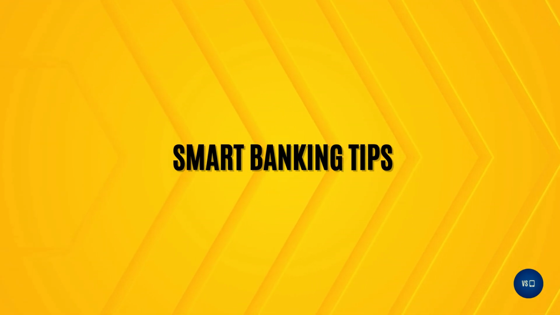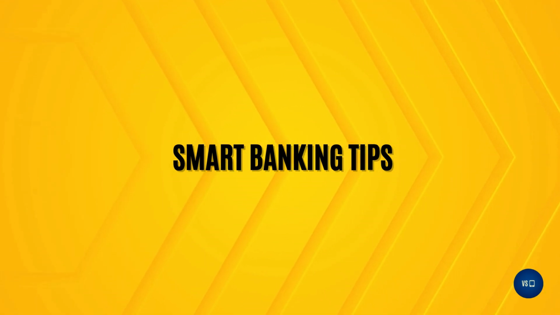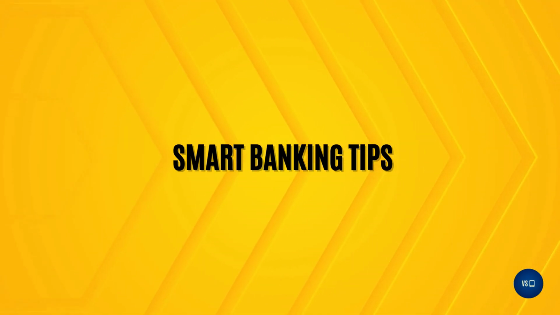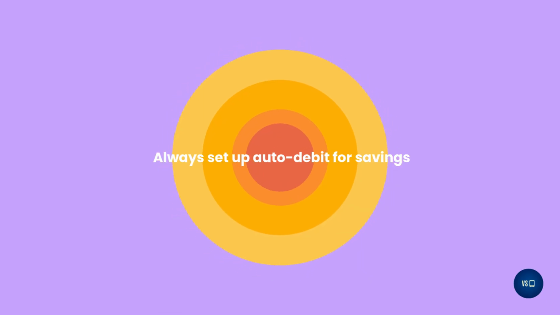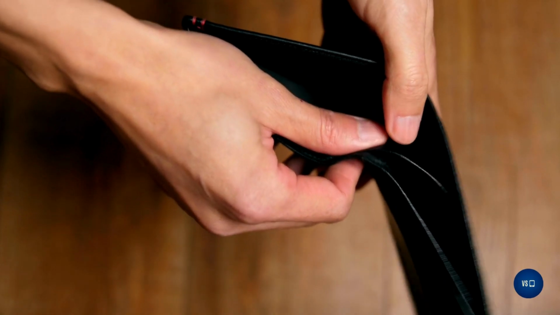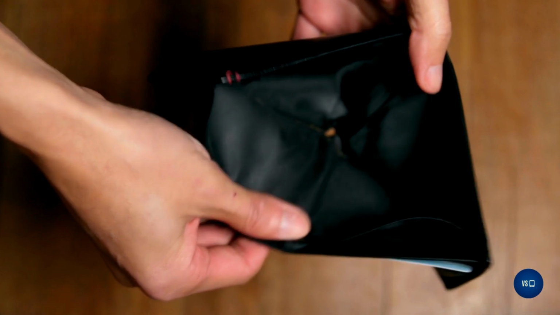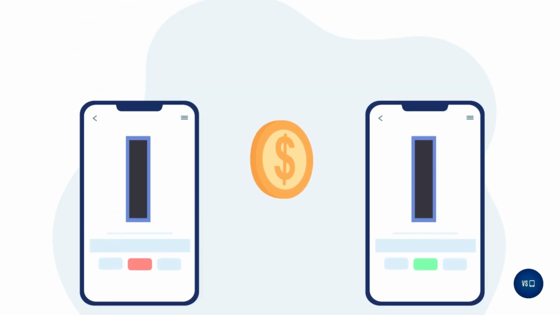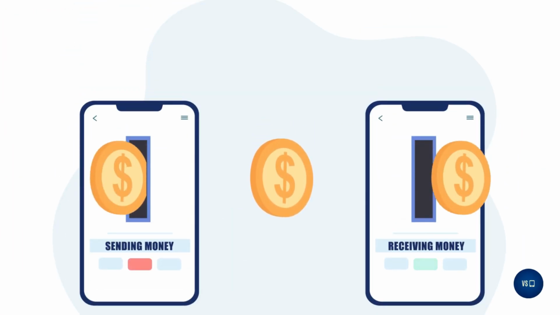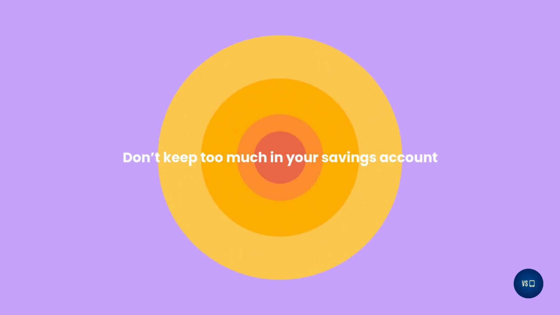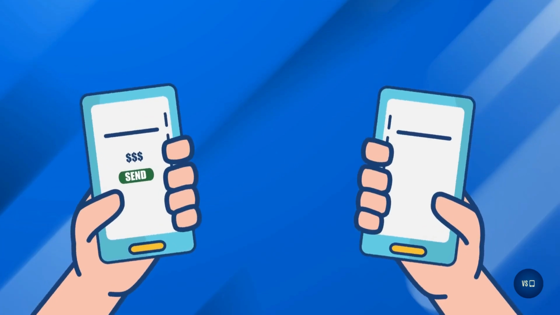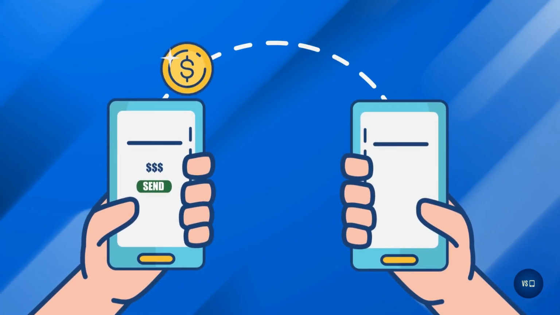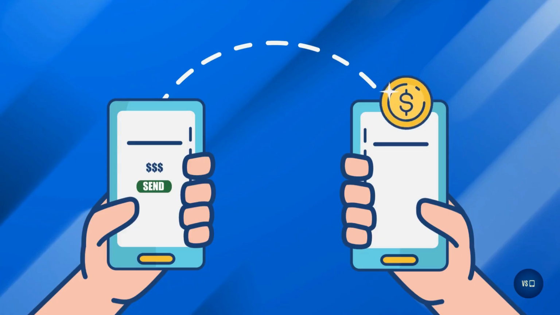Now that you know the basics, let's make your banking smarter with a few practical tips anyone can follow. Number 1, always set up auto debit for savings. If you wait to save what's left, you will save nothing. But if you automate a small amount every month, it builds up without you even noticing. Number 2, don't keep too much in your savings account. It's safe, but the interest is low. Move extra money to an FD, RD or a liquid fund where it earns more.